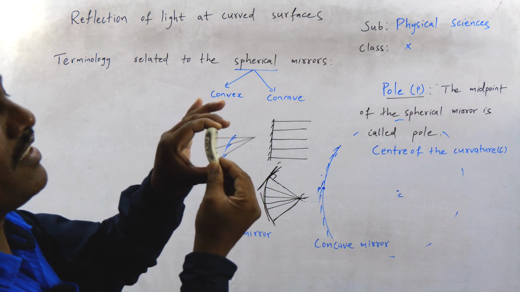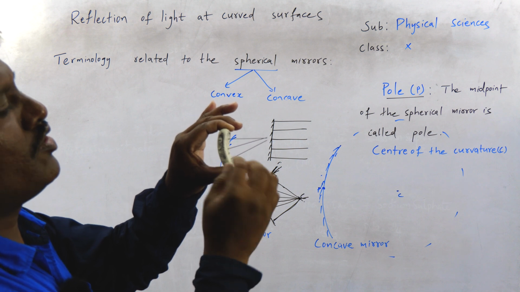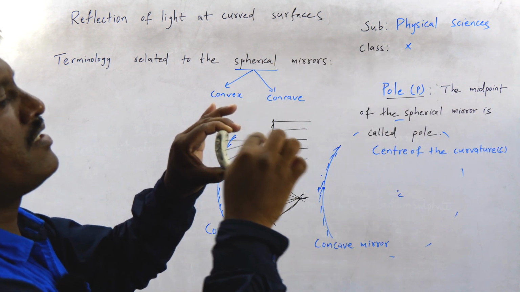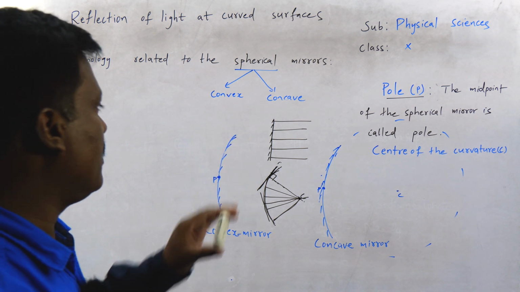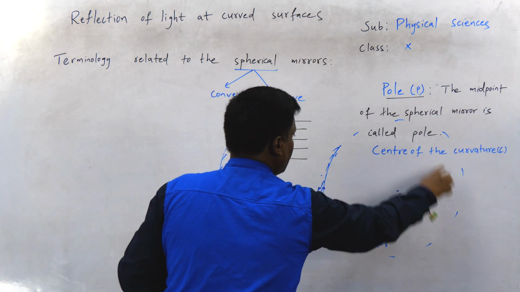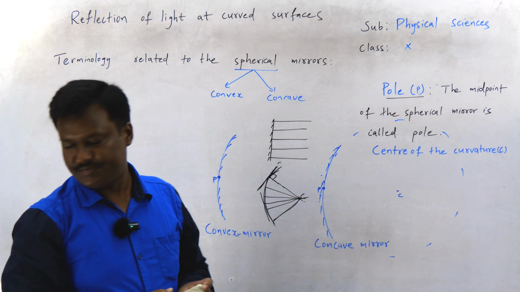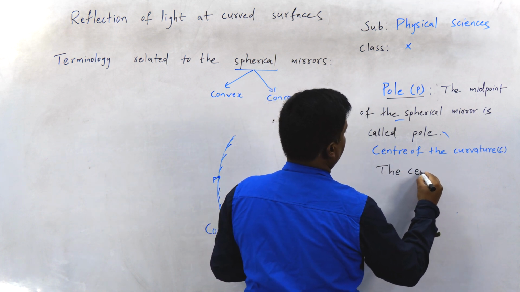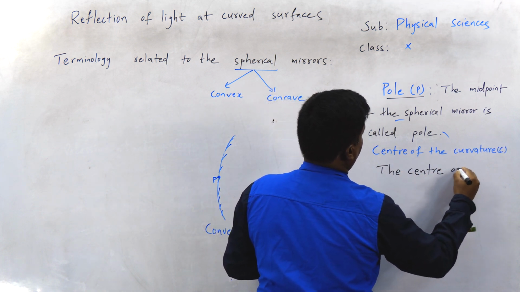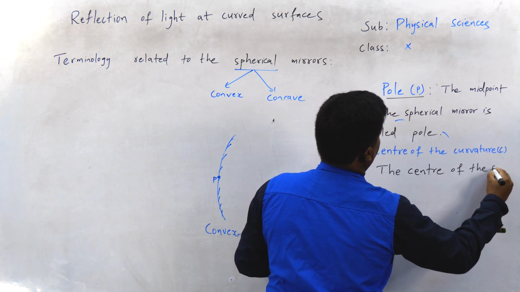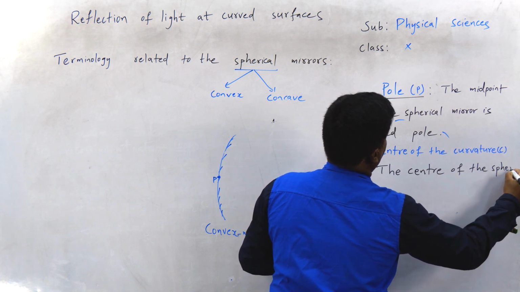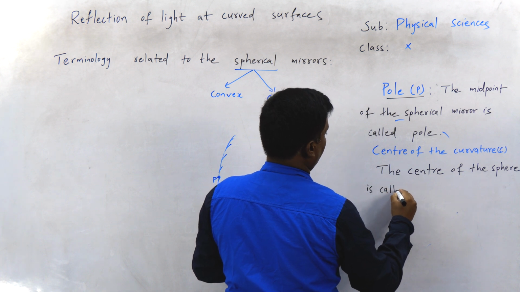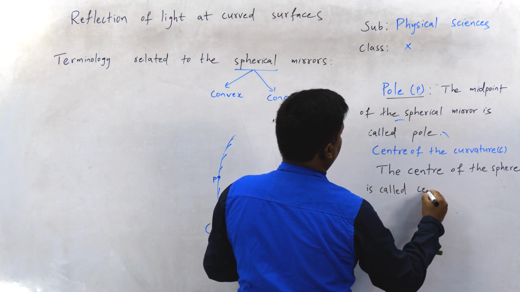I hope you understand. So this is a part of the sphere. If we complete the sphere this way, the center will be here, right? So the center of the sphere is called the center of the curvature.